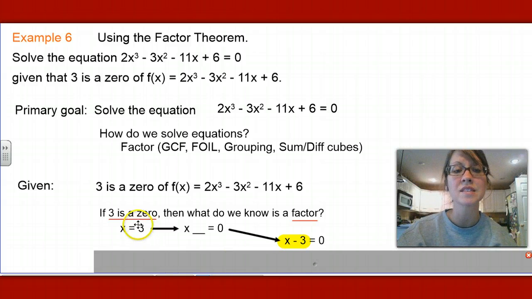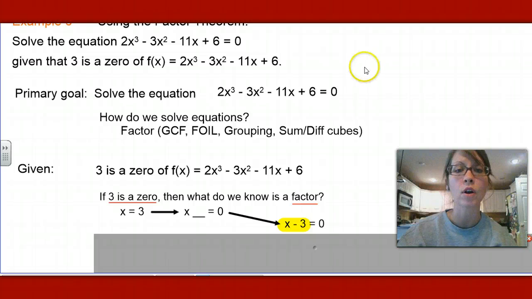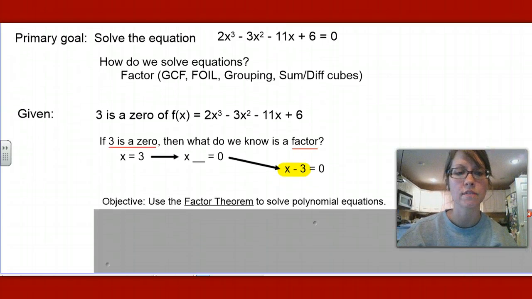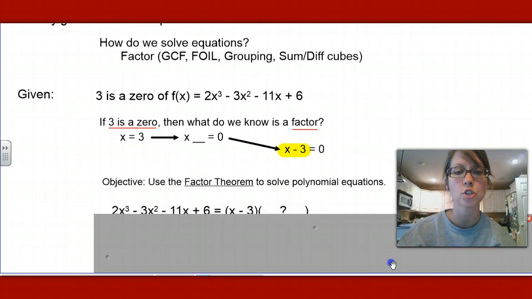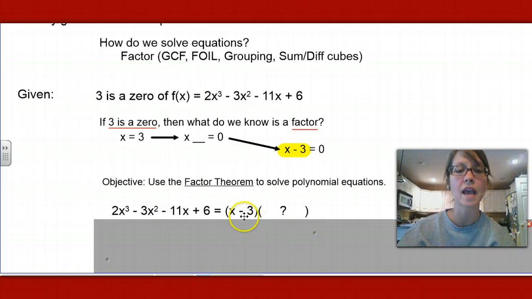So if 3 is a 0, then x minus 3 is actually a factor of our polynomial that we're trying to solve. Okay? All right. So the objective is to use the factor theorem to solve polynomials. And if x minus 3 is a factor, then we know that we can take x minus 3 times some missing factor. We call that the depressed polynomial. I'll show you that in a minute.